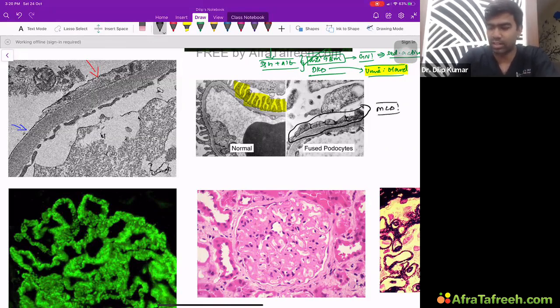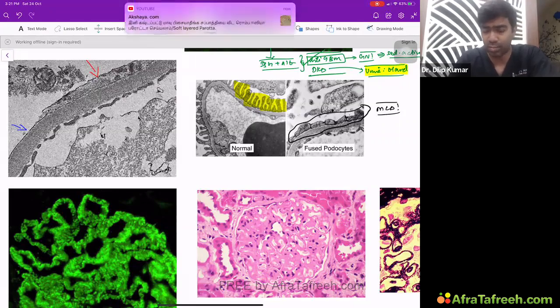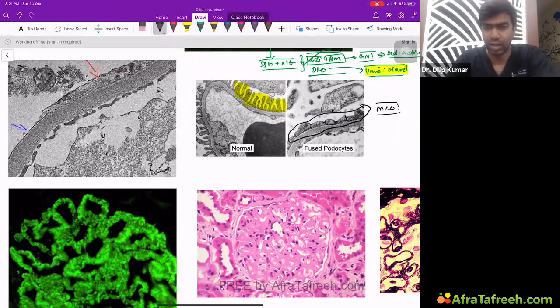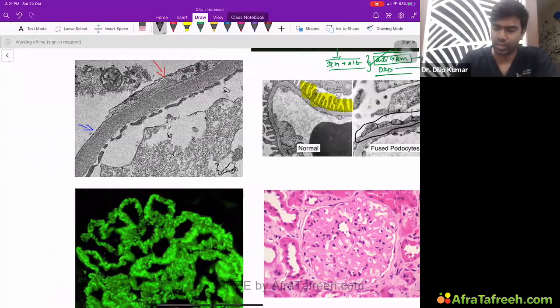In the sense that this is not only minimal change disease, there are many other differential diagnoses for this. You can have fusion and disappearance of foot processes of podocytes in focal segmental glomerulosclerosis. You can see that in membranous nephropathy as well, and in other congenital forms of nephrotic syndrome as well. So it's not very specific for minimal change disease, but nevertheless, that's very important to know.